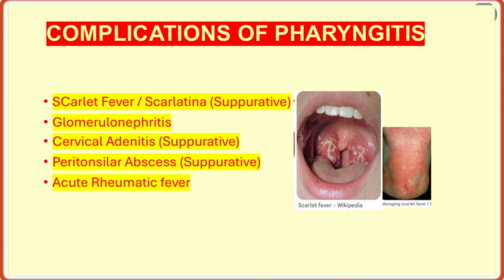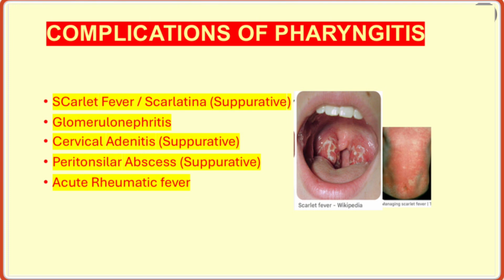Next is glomerulonephritis, and you see that it's non-suppurative. So even if we treat with antibiotics, that would not have prevented it. Maybe it is the immune response because of the infection. Then cervical adenitis, it is suppurative. So we will feel tenderness in the lymph nodes, and peritonsillar abscess we already discussed. That's also suppurative. Then acute rheumatic fever, which I did not specify much because it's a cause of death at age 5 to 20 years. So that means it's mostly in young children, but that is very important.